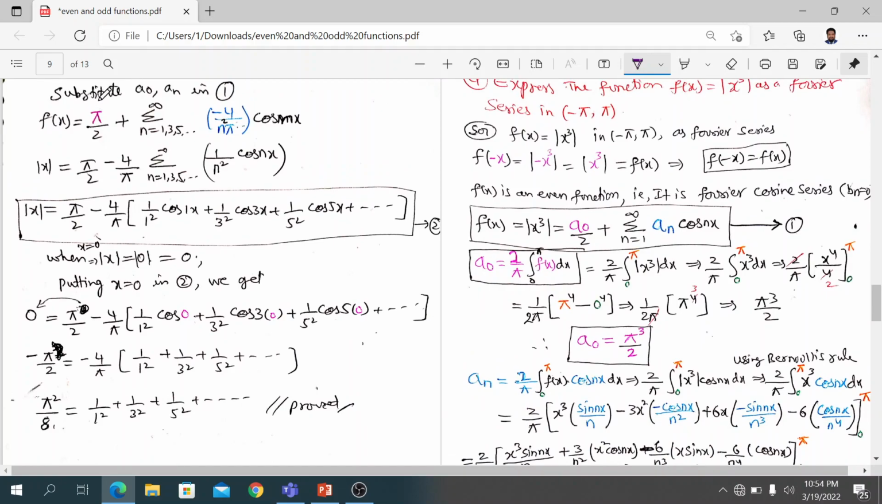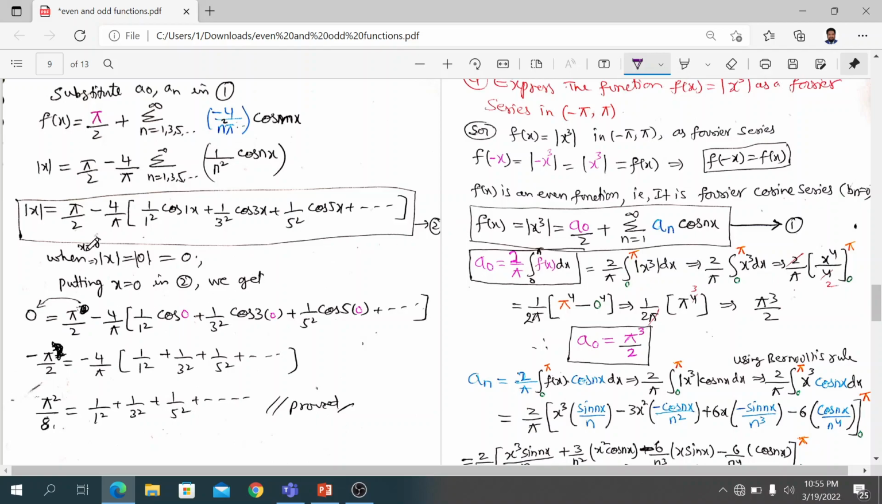Now substitute a naught and an in the first equation. F of x, a naught value is pi, by 2 plus sigma n is equal to odd values 1, 3, 5 to infinity, minus 4 by n square pi cos nx. This as it is, minus 4 by pi sigma 1 by n square cos nx. Now expand wherever n is there, 1, 3, 5. So 1 by 1 square cos 1x plus 1 by 3 square cos 3x plus 1 by 5 square cos 5x, up to and so on. Mark it as second equation.